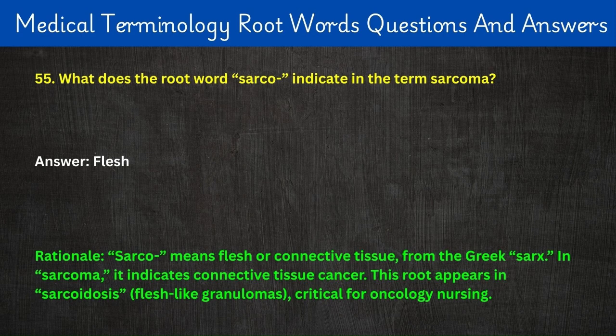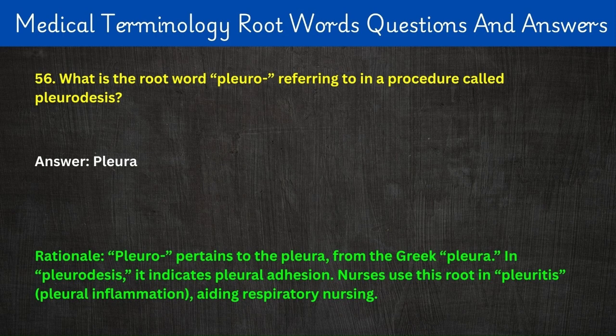Answer: flesh rationale. Sarco- means flesh or connective tissue, from the Greek sarx. In sarcoma, it indicates connective tissue cancer. This root appears in sarcoidosis, flesh-like granulomas, critical for oncology nursing. 56. What is the root word pleuro- referring to in a procedure called pleurodesis?